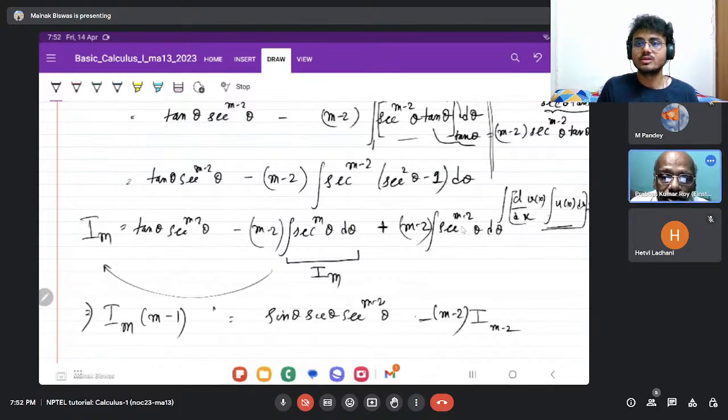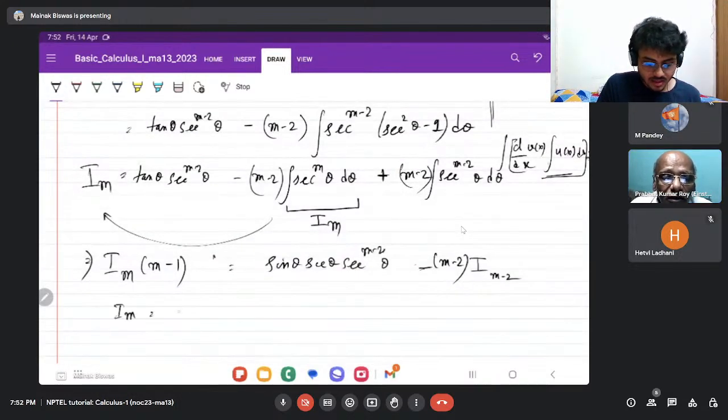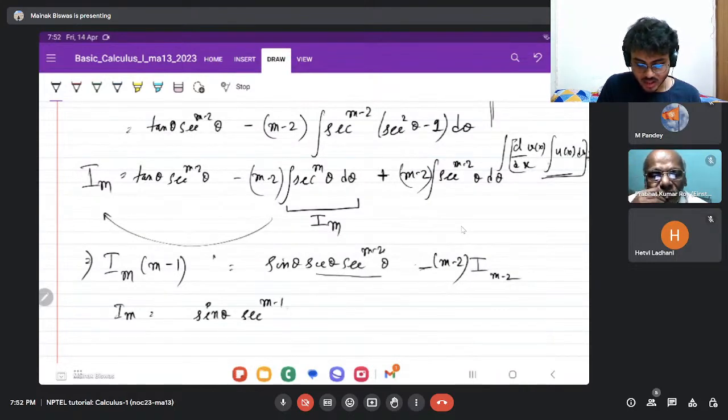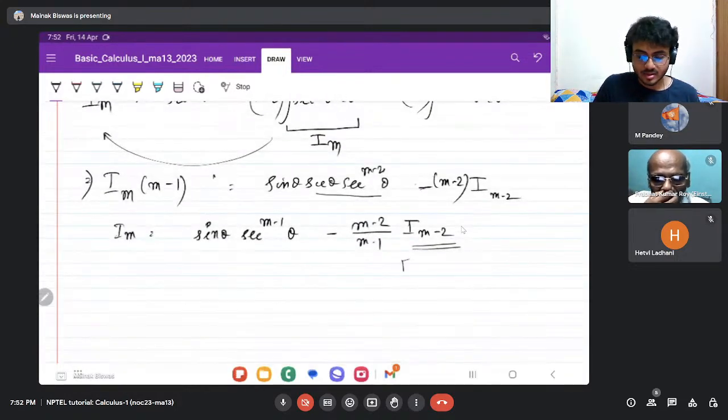Do you agree to this? Yes. Correct. So now I_m is sine theta. This becomes sec to the power m minus 1 theta minus (m minus 2) by (m minus 1) I_(m minus 2). So now you will replace I_(m minus 2) as you require. You can give it to any computer program, it will be able to solve it.